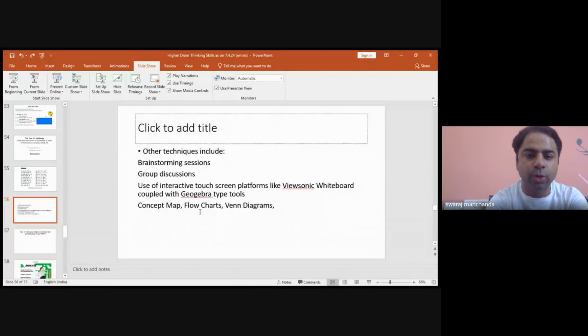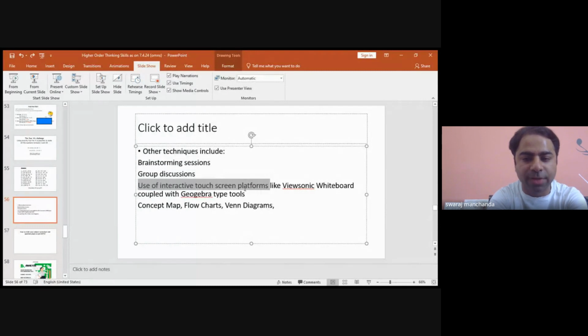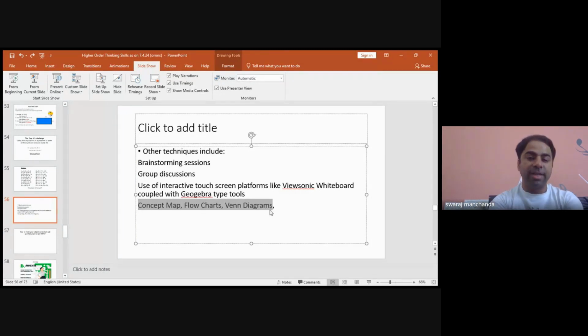Other techniques are also there. You can have group discussions. You can have interactive touchscreen platforms like GEG always does. They always tell about quizzes, Edpuzzle. A ViewSonic whiteboard can be coupled with GeoGebra type tools. ViewSonic whiteboard is there in some schools. I also attended a workshop related to the ViewSonic whiteboard. It's an amazing hardware and software platform. So those who have such interactive platforms can couple them with such tools. Concept maps, flow charts, and Venn diagrams can be applied to explain such concepts.